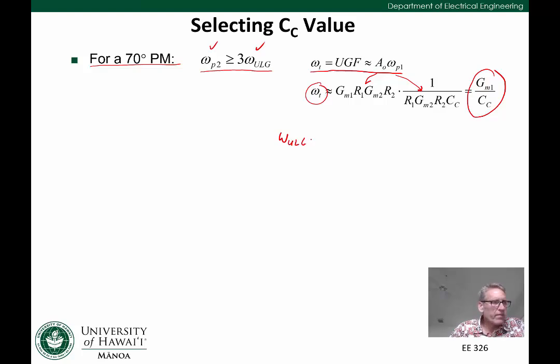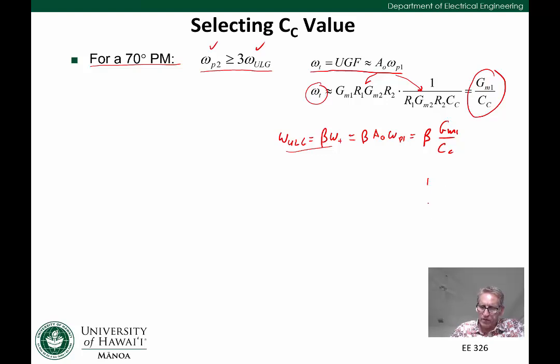We can then write that the omega unity loop gain is equal to beta times omega T, which is equal to beta A0 omega P1, so that's equal to beta GM1 over CC. Again, this is just substitution. We know this relationship, but now we're in feedback, so we have to multiply everything by beta. Keep in mind, beta is less than 1.